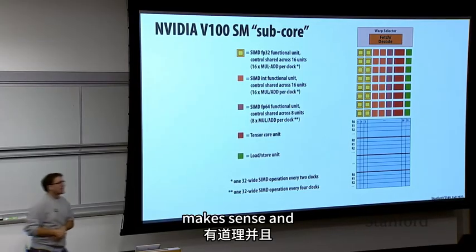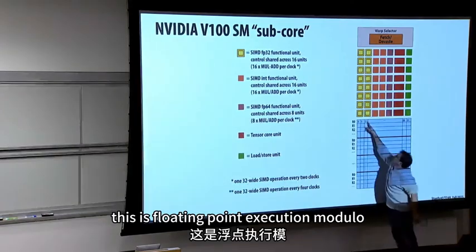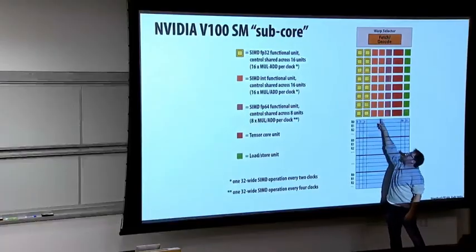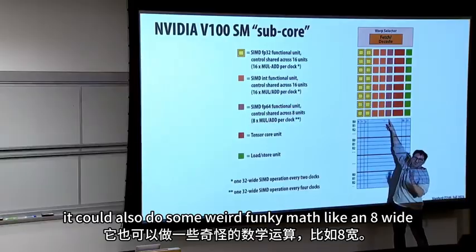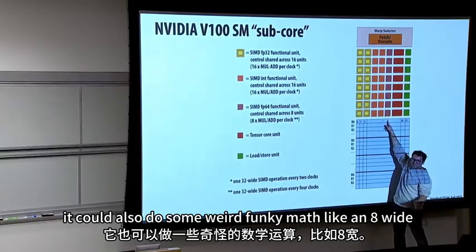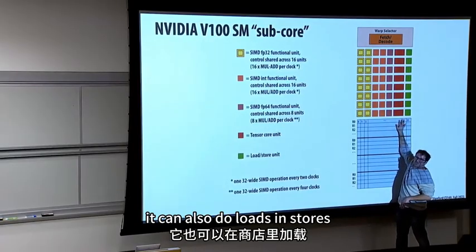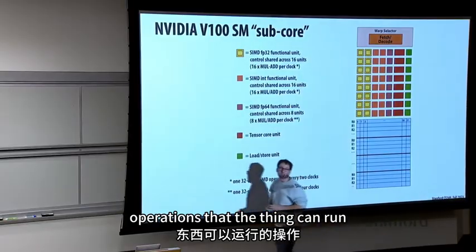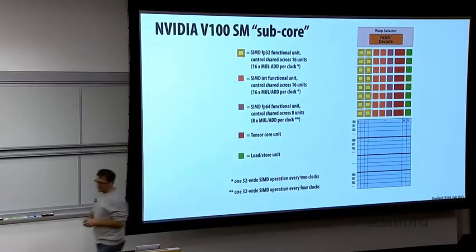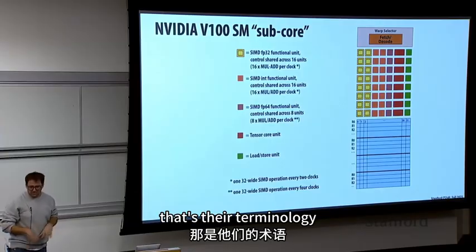Make sense? And the reason why I have other things: this is floating point execution SIMD. It could also do an integer operation SIMD. It could also do some weird funky math, like in 8 wide SIMD, like trig functions and stuff like that. It can also do loads and stores. So just imagine there's a whole bunch of different types of SIMD operations that the thing can run. And this is actually called an SM subcore. That's their terminology.